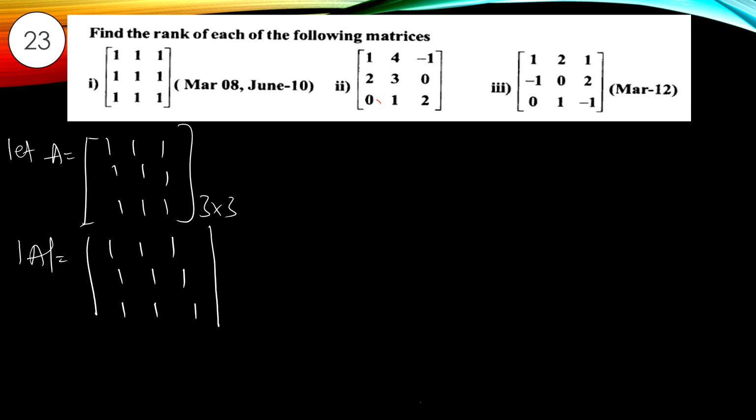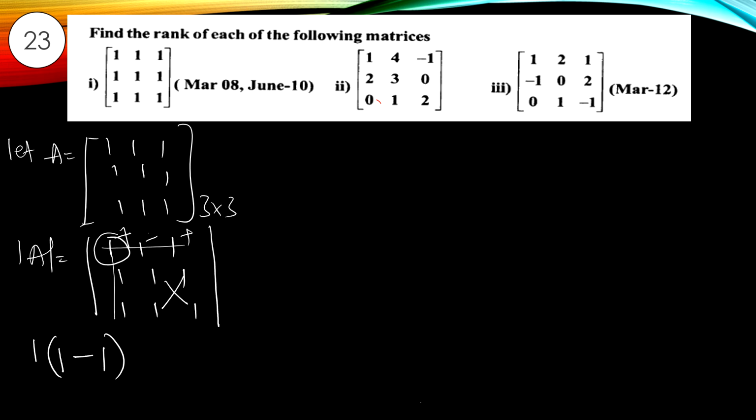I already said determinant is calculated with the first one. Take the 1 and ignore its row and column. Then multiply the opposite elements and perform subtraction. So 1 into 1 is 1 and 1 into 1 is 1, so minus 1. For the first row you will get plus, minus and plus.